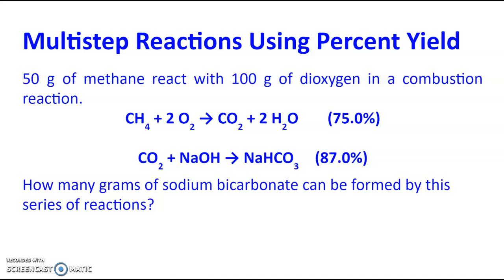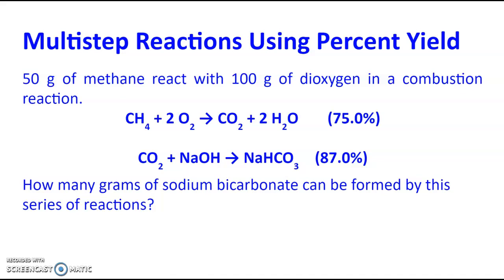So 50 grams of methane is reacted with 100 grams of dioxygen in a combustion reaction. So this is the reaction we looked at earlier. So then the CO2 is used in a reaction with sodium hydroxide to create sodium bicarbonate. So the first reaction is 75% efficient, second reaction is 87% efficient. How many grams of sodium bicarbonate could be made by this series of reactions?